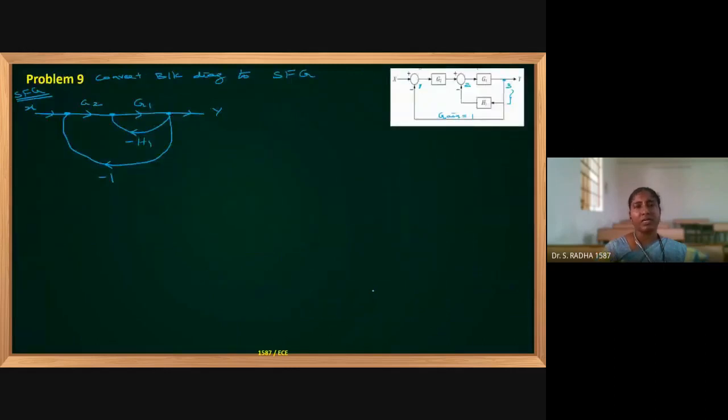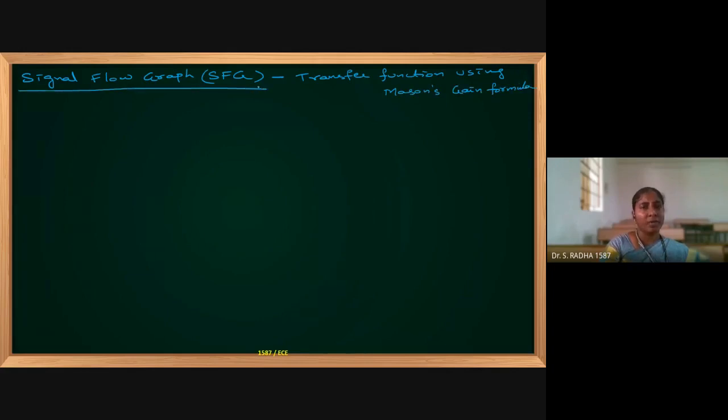For that, there is a particular method called Mason's gain formula. I am taking a signal flow graph, and we are trying to find the transfer function. For that, we will be using Mason's gain formula. Mason is a scientist's name. So using Mason's gain formula, from the signal flow graph, we can find the transfer function.